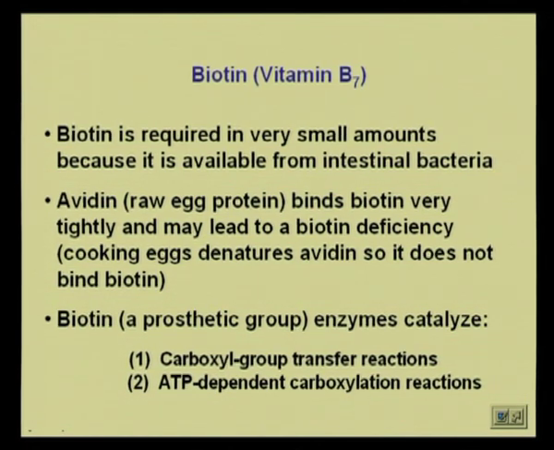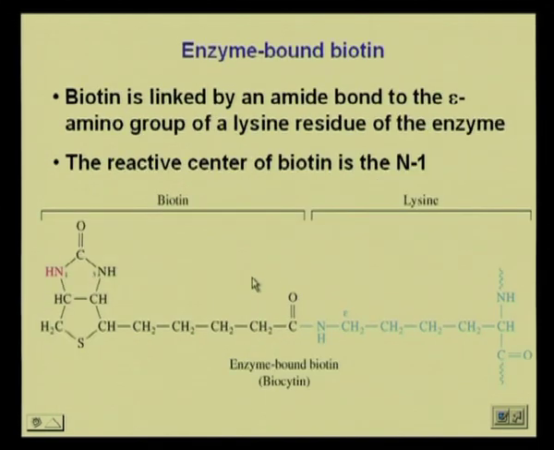We also have carboxylation reactions, where we have ATP dependent carboxylation reactions. Okay. So, again biotin is required in very small amounts because it is made by intestinal bacteria, and again it is bound tightly by avidin that may lead to biotin deficiency, and it being a prosthetic group, it catalyzes after it is linked with the enzyme, carboxyl group transfer reactions and ATP dependent carboxylation reactions. So, how does it work?